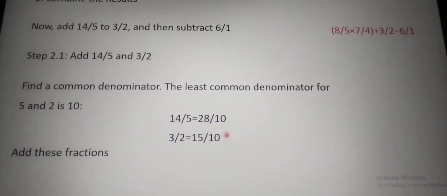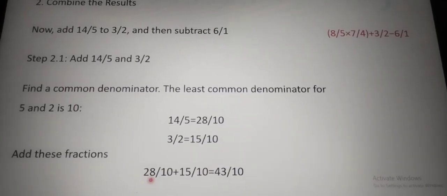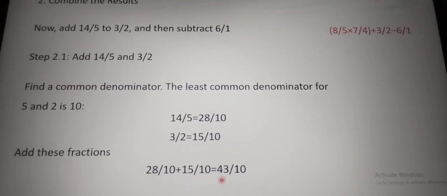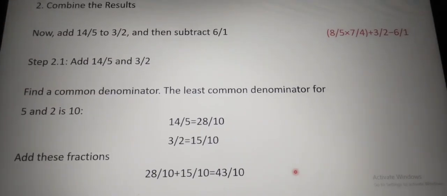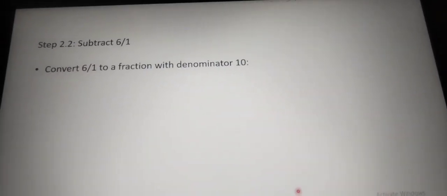So let's get to adding them. 28 over 10 added to 15 over 10 gives us 43 over 10. Now let's go to 2.2, which is to subtract. We're going to subtract 6 over 1 from the result we get.